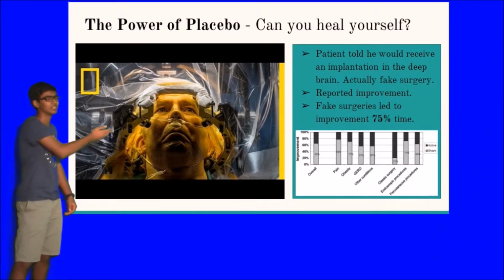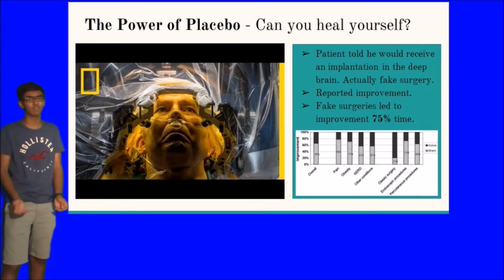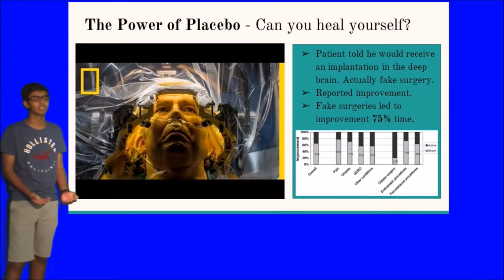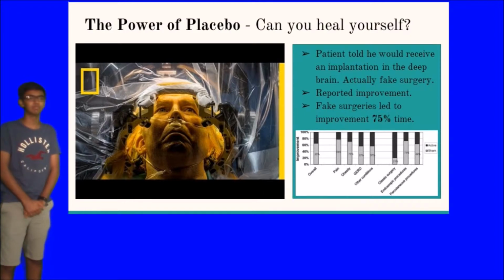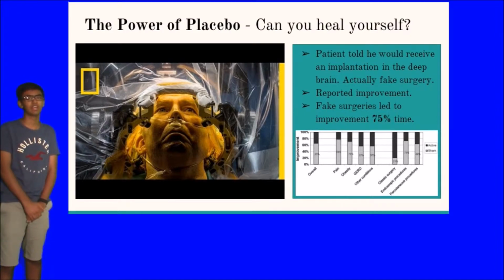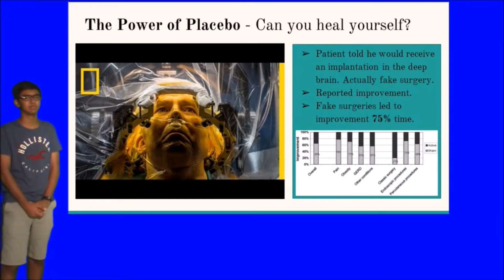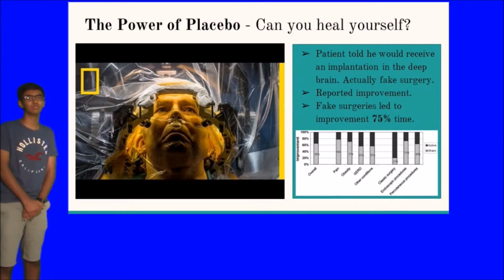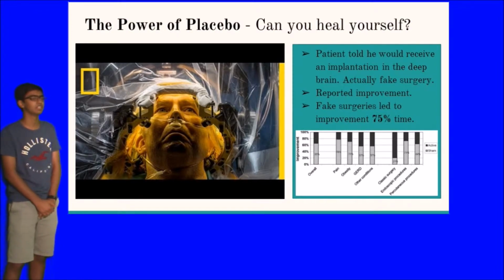This right here is a video you can look up on your own. It's about a patient who had Parkinson's disease. They told him they were going to insert some deep brain stimulations, and he was told that was going to decrease his symptoms of Parkinson's disease. But what actually happened was they didn't insert that. All they did was drill a hole in his brain, but they didn't insert anything. Even still, he reported that he significantly improved and his symptoms significantly decreased.